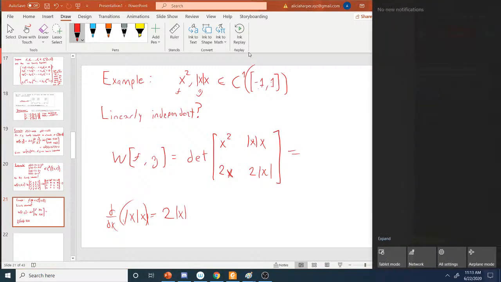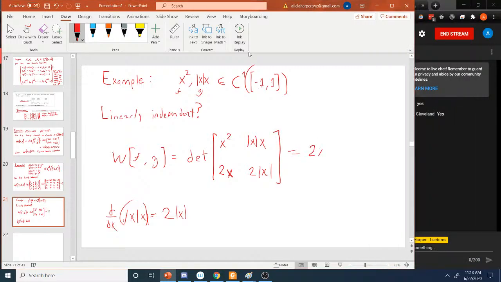So note then that this is the same as x squared times 2 times the absolute value of x minus the absolute value of x times 2x, which is equal to 0. So here we see that the Wronskian is 0, which would suggest that f and g here are linearly dependent. But the problem is that's not true.